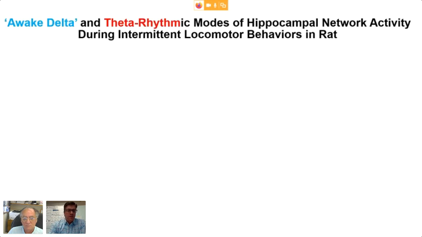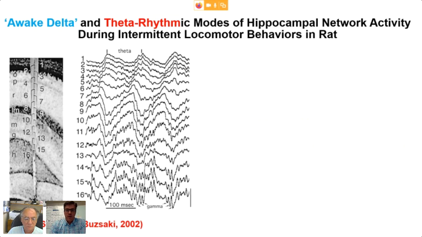So this is a bit of a mouthful of a title. First of all, let me break it down for you. I'm going to be focused on what we're calling, for our purposes, awake delta and the theta rhythm. And these are something that I like to refer to as modes of hippocampal network activity. And then I'm going to be talking about these modes during just basic locomotor behavior in the rat. By way of introduction, this is a depiction of the theta rhythm.